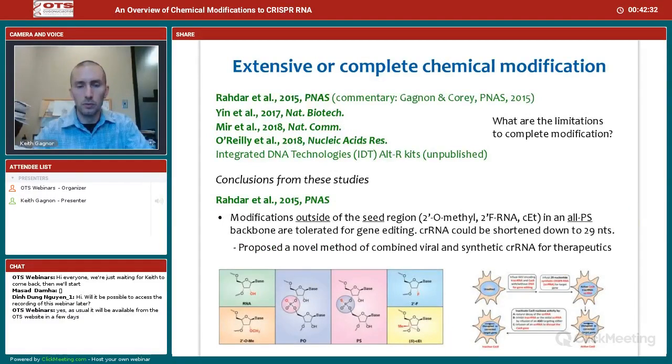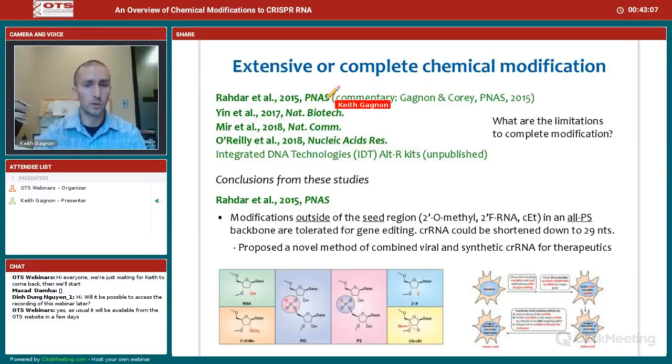Okay, now I want to move to what I call very extensive or complete chemical modification, or attempts to completely remove all the RNA bases or really explore the chemical space a little bit. And I guess a motivating question for these studies would be, what are the limitations to complete modification? And so some of these studies used the structure of the Cas9 to try and guide their modification schemes. Some did traditional approaches, just modifying blocks or chunks or doing certain patterns to see what effects we get.